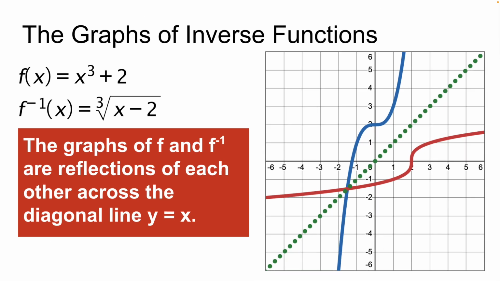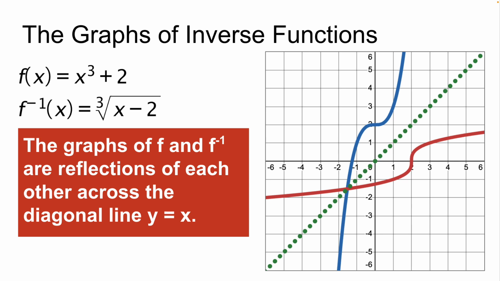To summarize that last point, the graphs of inverse functions are always reflections of each other across the diagonal line y equals x. This is a property of every single function and its inverse.